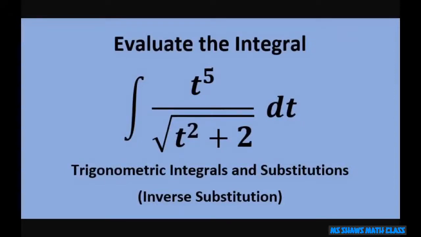Hey everyone, we're going to evaluate the given integral, and we're using our inverse substitution. So let me write this out again. It's the integral of t to the fifth power divided by the square root of t squared plus 2 dt. Now we're looking at the square root part, and it has this form, so that's what we're going to use for our substitution.